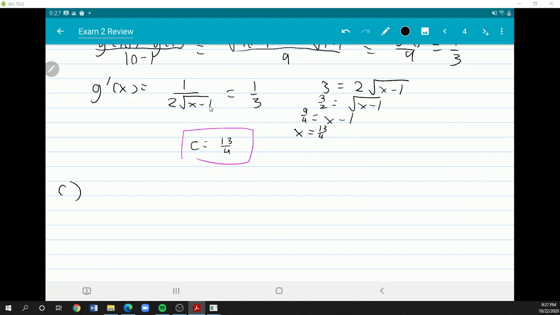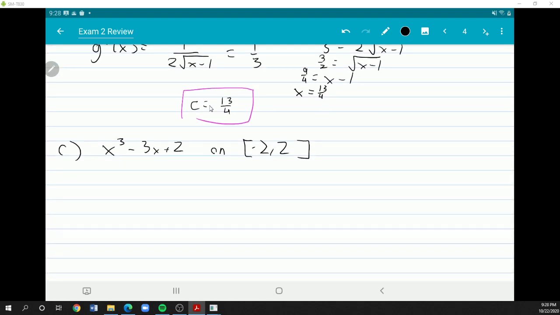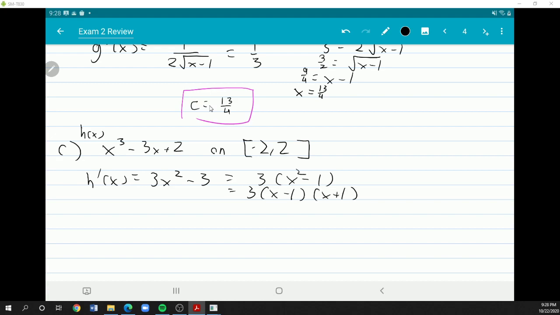And then on c, x cubed minus 3x plus 2. And that should be a minus 2. That's something that I need to fix. So, and this is h of x. So h prime of x is 3x squared minus 3 equals 3. x squared minus 1 equals 3. Factoring x minus 1, x plus 1.